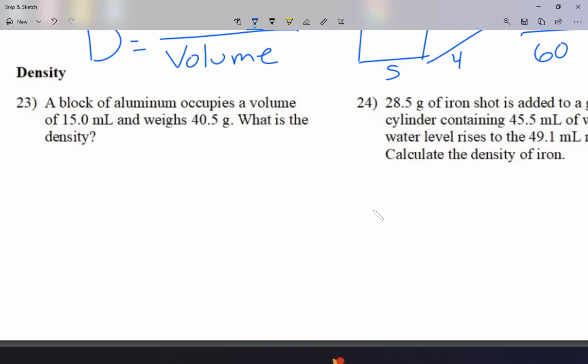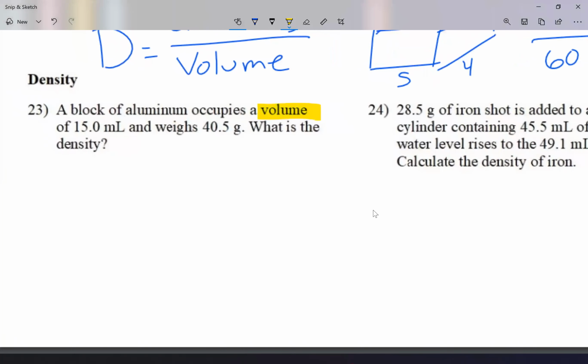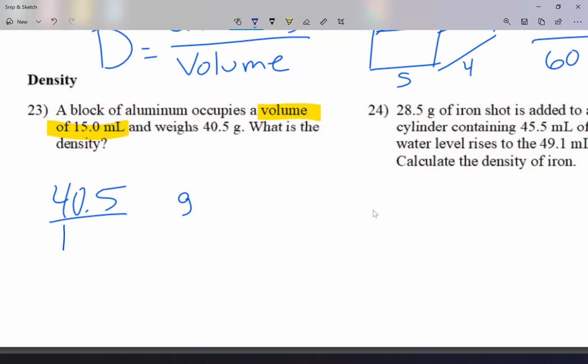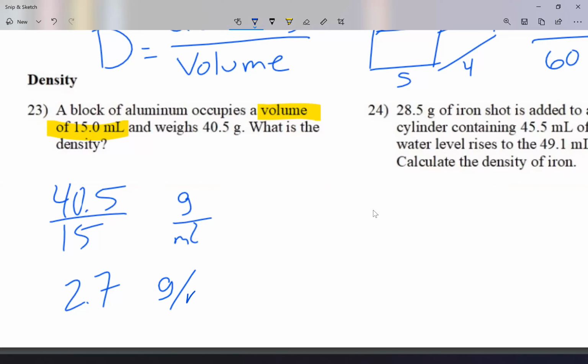Now here, a block of aluminum occupies a volume of 15.0 milliliters and weighs 40.5 grams. What is the density? The mass is how much it weighs, and then the volume, well, you guys can see here, volume of 15.0 milliliters. So I'm just going to say my density in this case is going to be 40.5 grams over 15 milliliters. So 40.5 divided by 15. And then my density here is going to be 2.7 grams per milliliter.